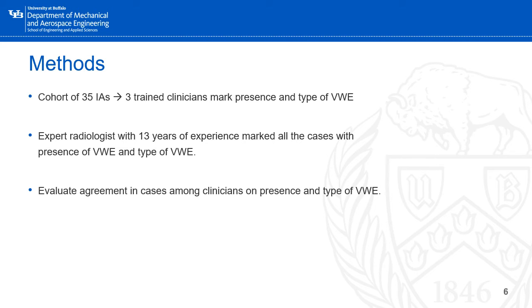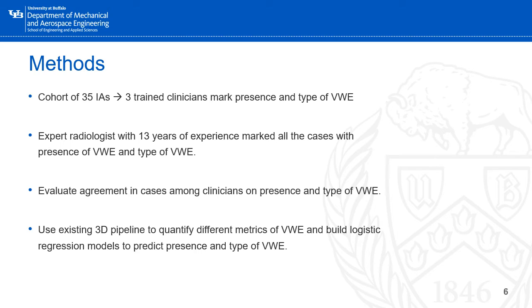Following this, we evaluated the agreement amongst all these 3 clinicians on the presence as well as the type of vessel wall enhancement. And after that, we used a 3D mapping pipeline to map this 3D vessel wall enhancement intensity onto the aneurysm sac. And then we quantify it using 10 different first order metrics, following which we build a logistic regression model first to assess the presence of vessel wall enhancement and a separate logistic regression to assess the type of vessel wall enhancement if there is enhancement present.